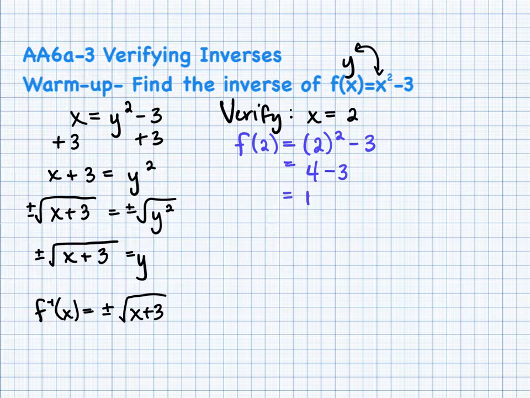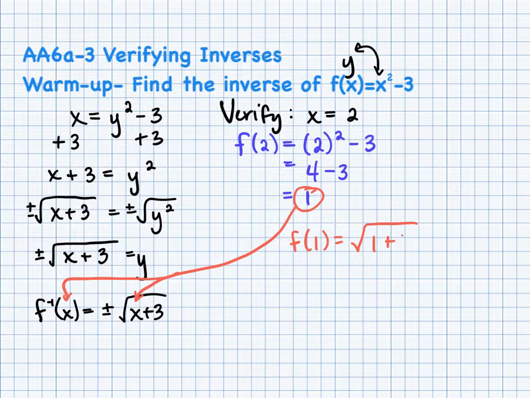Sorry. And then I'm going to take that, and I'm going to put it into my inverse function. So this is going to go in here. And I don't need to worry about the plus or minus for the verification piece. I'm just going to use the plus. So f inverse of 1 equals the square root of 1 plus 3, which equals the square root of 4, which is equal to 2. Now, if I've done this correctly, if my inverse is correct and I've done all my math correct, this number that I end with and this number that I decided to put into my original in the first place should be the same number. And that's how you verify.